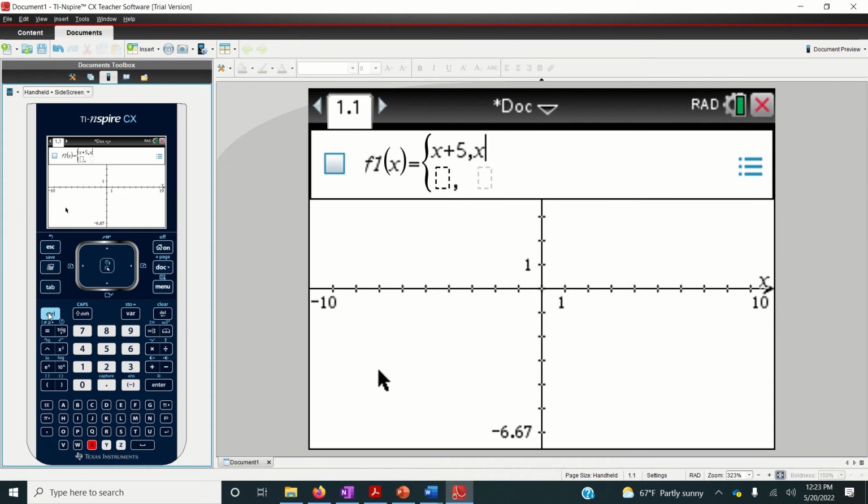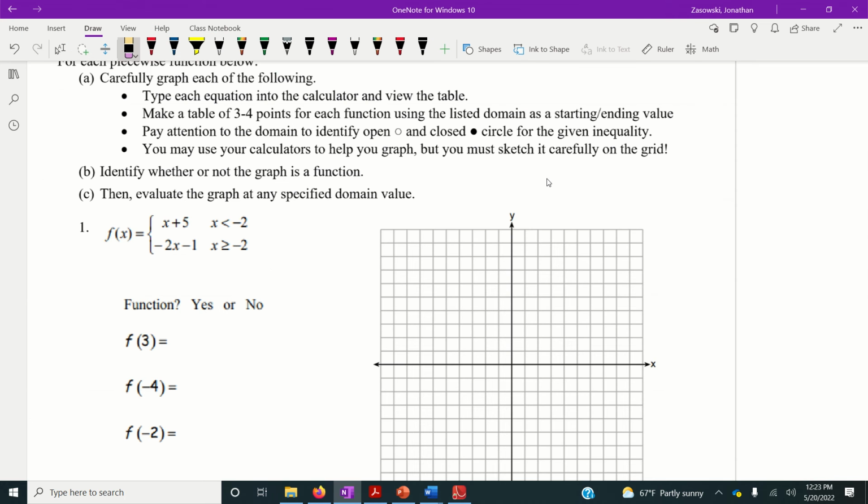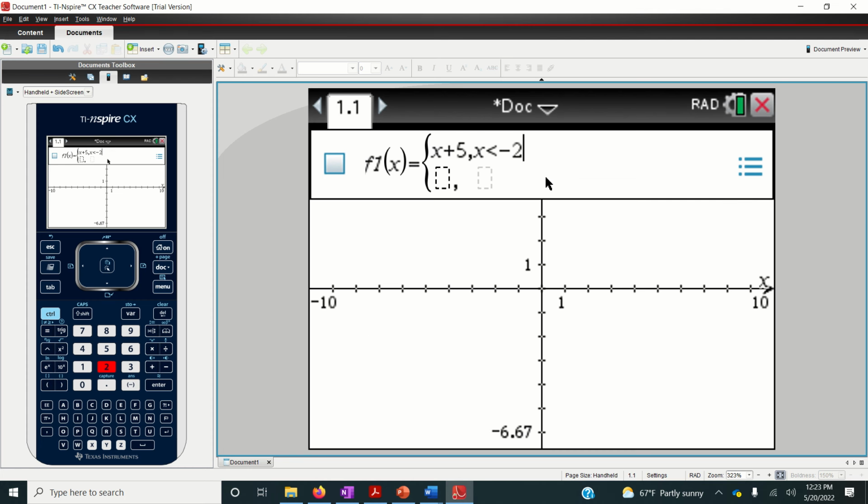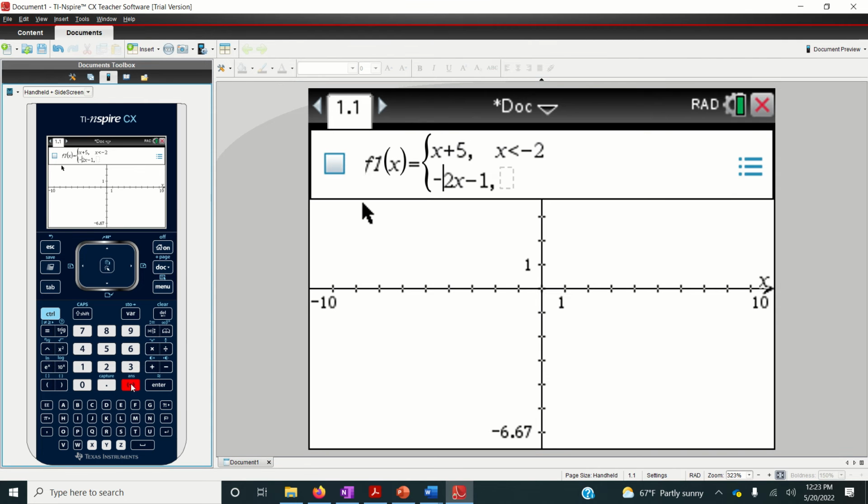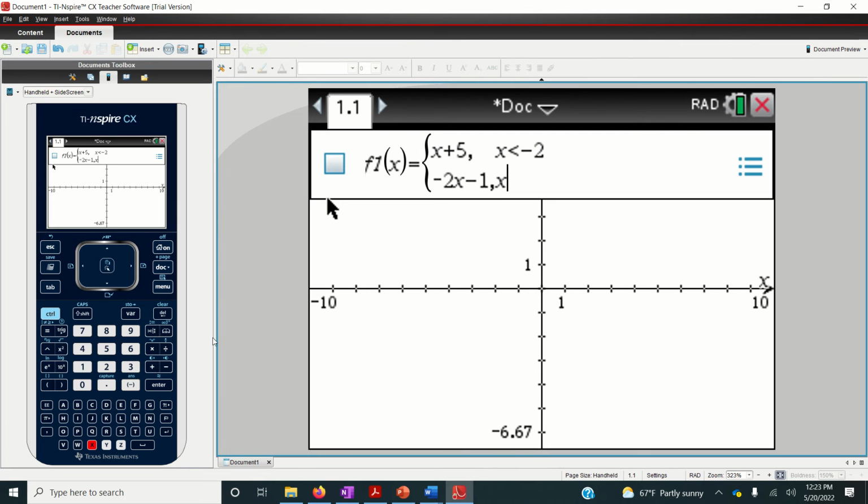Remember, we're going to do control equals to get the less than symbol up. And we're at x is less than -2. Or we can arrow down. And the second graph is -2x minus 1. Okay? And remember, to use the negative symbol, you actually want to use the button next to the equal sign here. And this is when x is greater than or equal to 2.